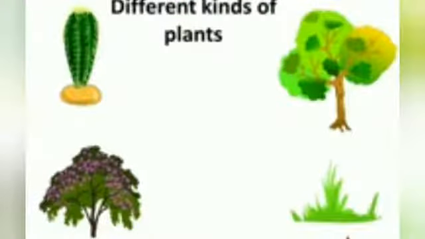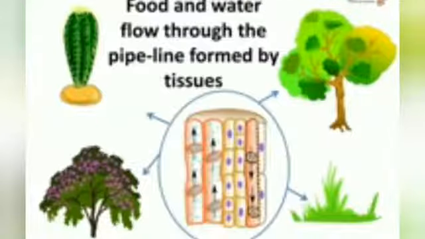There are many kinds of plants, from small herbs to huge trees. So, the transportation system in plants varies a little with the plant type, but the basic is the same in all types of plants. The food, water and minerals get carried through the pipe-like structure formed by the special tissues. And if you remember, tissues are a group of cells that perform a specific task. The water is the transport medium. That is, the water carries the minerals as the plants don't have blood like us.